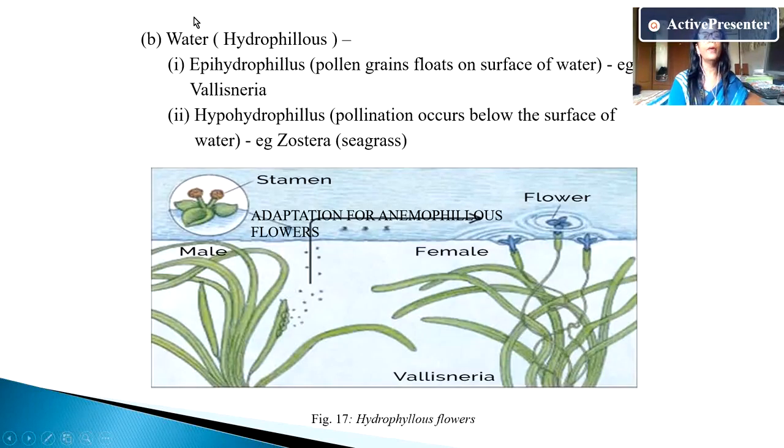Coming to the next abiotic agent, water: hydrophilous flowers. That is of two types, epihydrophilous and hypohydrophilous. Epihydrophilous means pollen grains float on the surface of water. Example, Vallisneria. Hypohydrophilous pollination occurs below the surface of water. Example, Zostera. So if pollination takes place above the surface of the water, that is epihydrophilous, and if it is below the surface of water, that is hypohydrophilous.